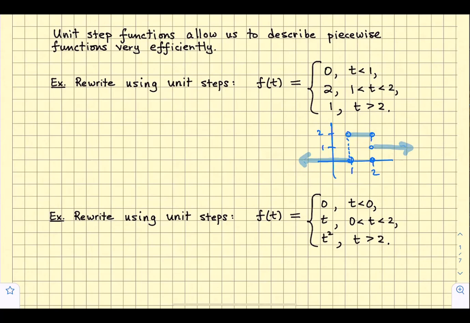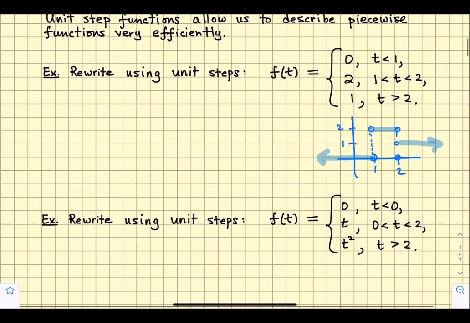So if we wanted to write this in terms of unit steps, and we'll just do this right here on the screen, we just want to think in terms of switches and what we want to turn on and what we want to turn off as we move from left to right in the graph. So visualizing that graph, we have f of t. What do we want to have happen? Well, we want it to have the value of 0 until we reach a value of t equals 1. So in other words, we want a switch to turn on at time t equals 1.